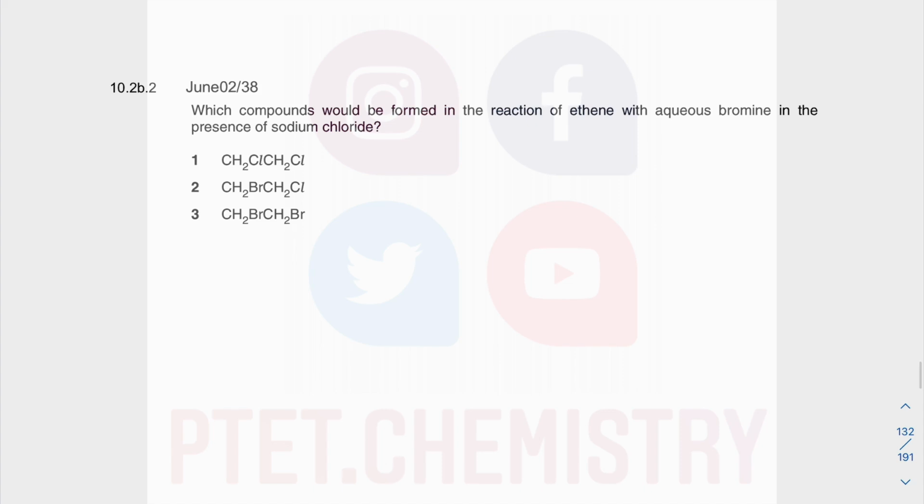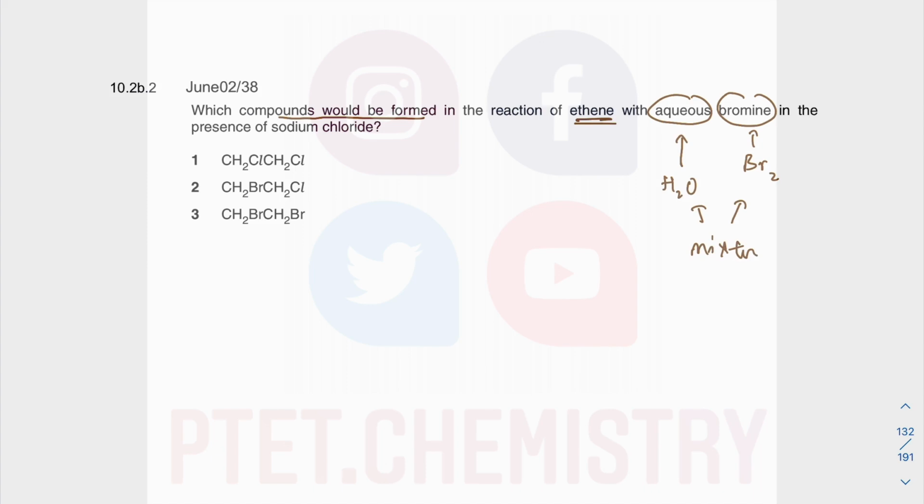Moving on to the next question. Which compounds would be formed when you have ethene and aqueous bromine? Bromine is Br2. It's supposed to be pure, but you dissolve it in water. What you get is a mixture.